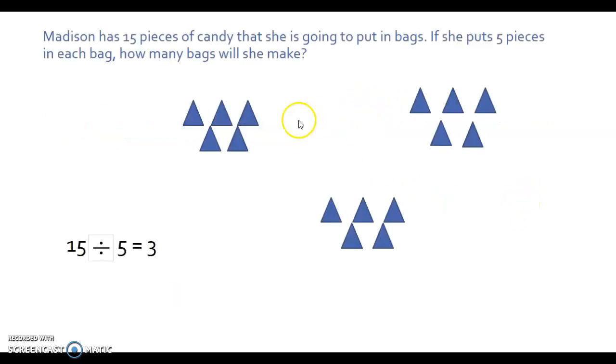Here's our solution. All we did was start putting 5 pieces in a bag. So here was 5, 10, 15. So that's all 15 pieces. My division for that would be 15 pieces of candy divided by 5 pieces per bag. You'll end up with 3 bags. 1, 2, 3.